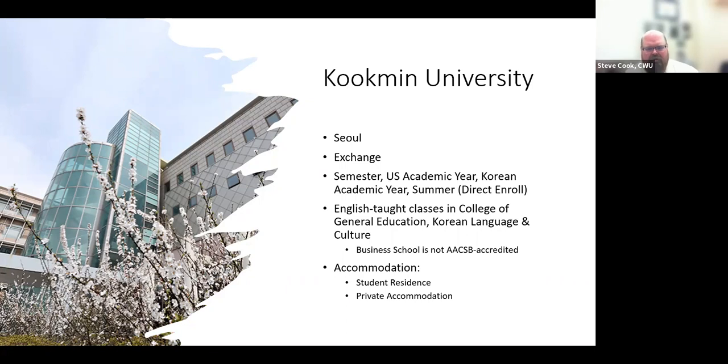Secondly, as I mentioned before, our other partner is Kookmin University. Similar options as far as study duration: semester, US academic year, Korean academic year. They also do have a summer program focused on Korean language and culture, which mostly will be direct enroll, although potentially as part of the exchange. Their English taught classes are a little bit more limited in scope. The most predictable of them are going to be within their College of General Education, which also houses their Korean language and culture classes.